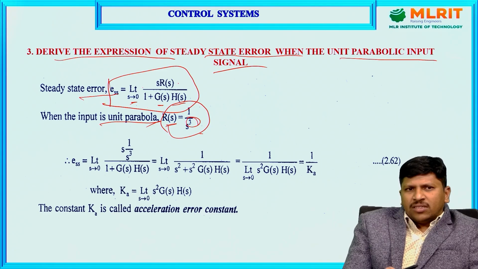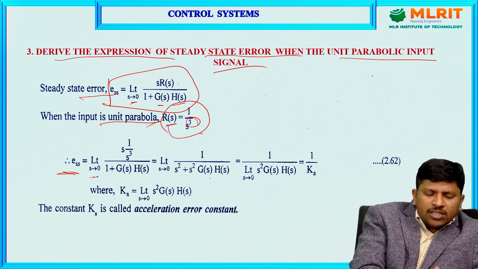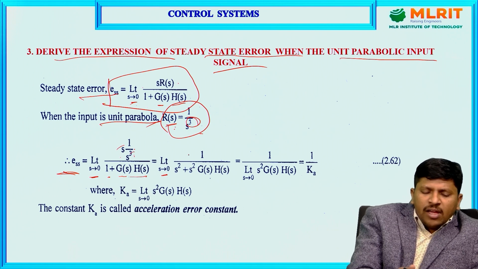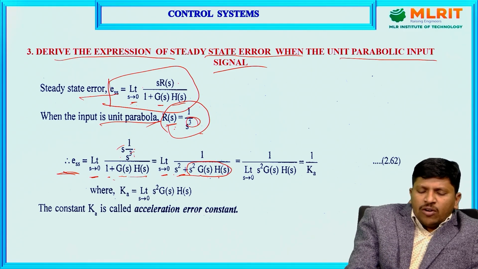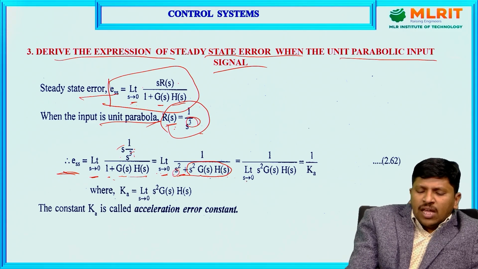Now we are going to see that the steady state error equals the limit as s tends to 0 of s into R(s), with R(s) replaced by 1 by s cube, divided by 1 plus G(s) into H(s). Here one s cancels, giving 1 divided by s square plus s square into G(s) into H(s). Now we know that s square into G(s) into H(s), first substitute s equals 0, so the limit as s tends to 0 of 1 divided by s square G(s) into H(s).